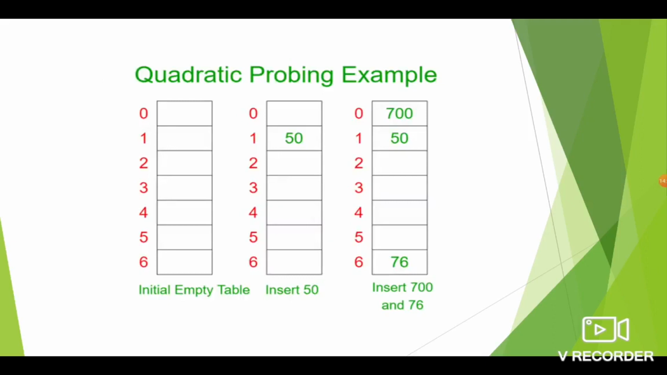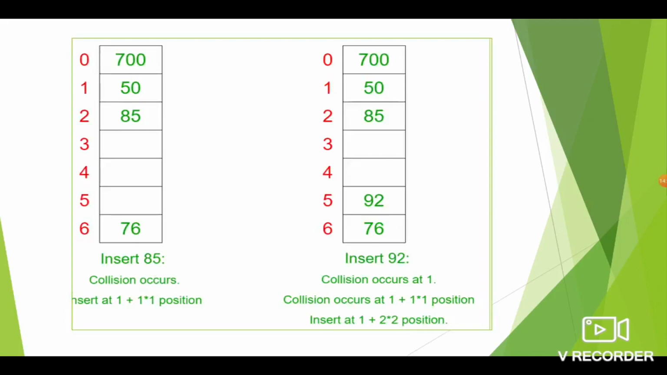Consider we have the initial empty table, and 50 modulus 7 is 1. So it is inserted at index 1. 776 gives you the locations 0 and 6, so they are inserted in the respective places. When we are inserting 85, it gives you a collision.